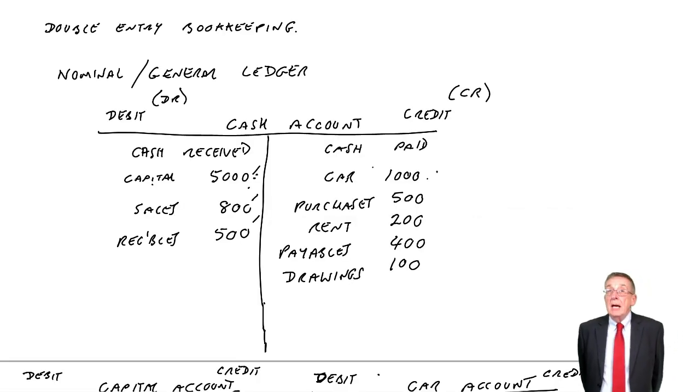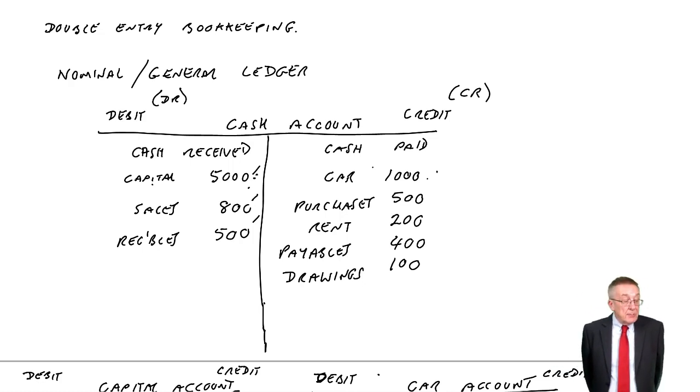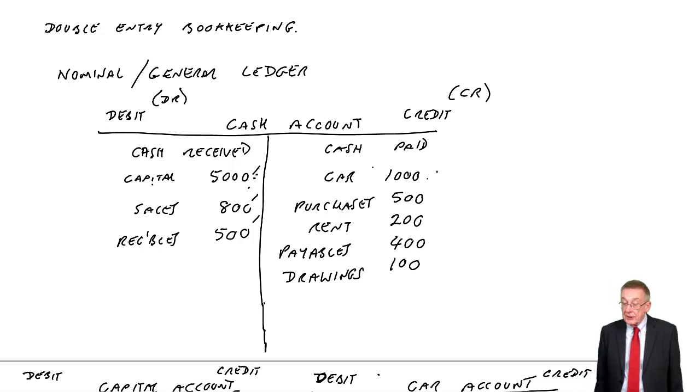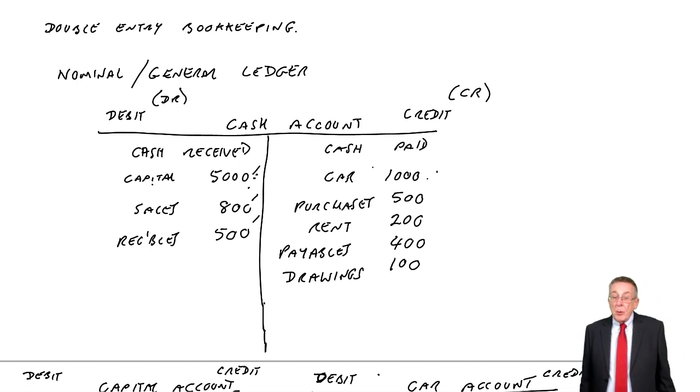All right, this is the second lecture on double entry bookkeeping. In the previous lecture, we did example one and I recorded every transaction in these T accounts, in the accounts in the nominal ledger. We've come to the end of the month. And the first thing I need to do is what we call strike a balance on every account.